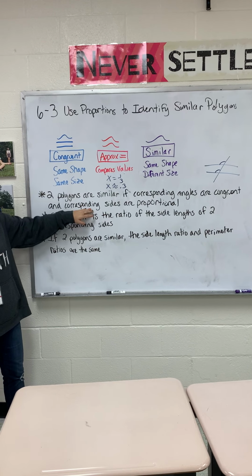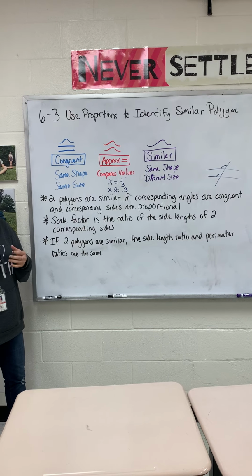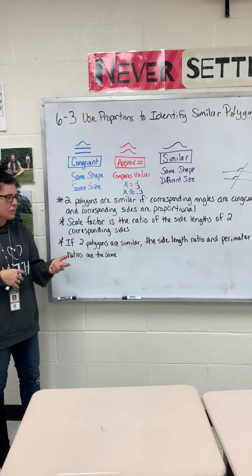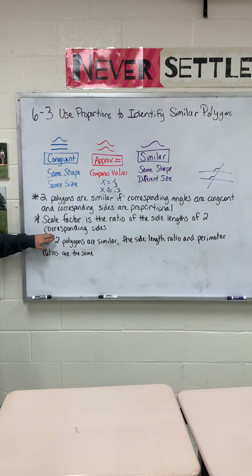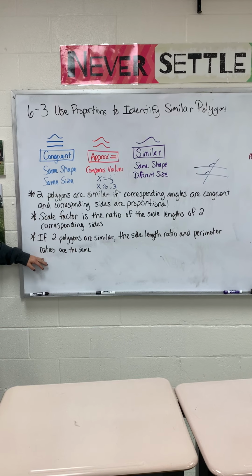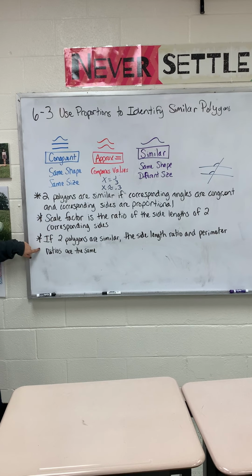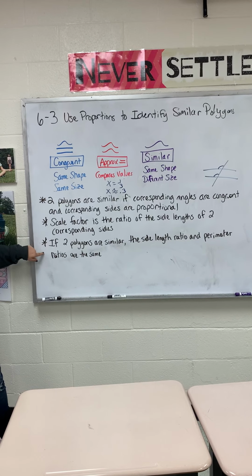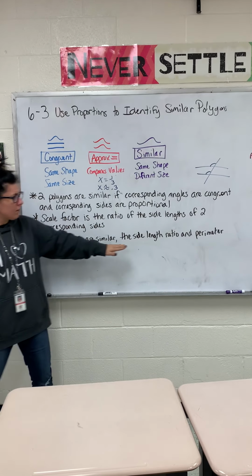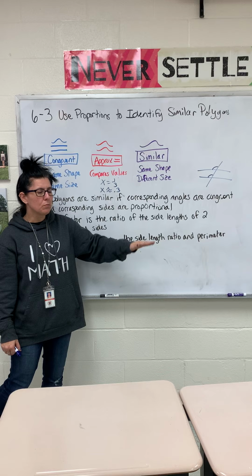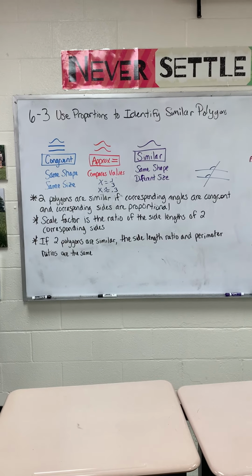Corresponding sides are proportional. In other words, you're using a scale factor, a consistent scale factor, to either enlarge or make sides smaller. A scale factor is the ratio of the side lengths of two corresponding sides. And if two polygons are similar, the side length ratio and perimeter ratios are the same. This is important because this is going to be a shortcut for you. So this basically says that this scale factor that you're finding will be the same as your side length ratios and your perimeter ratios. That's going to link some things and make your job a little easier for some of the problems we're going to do.